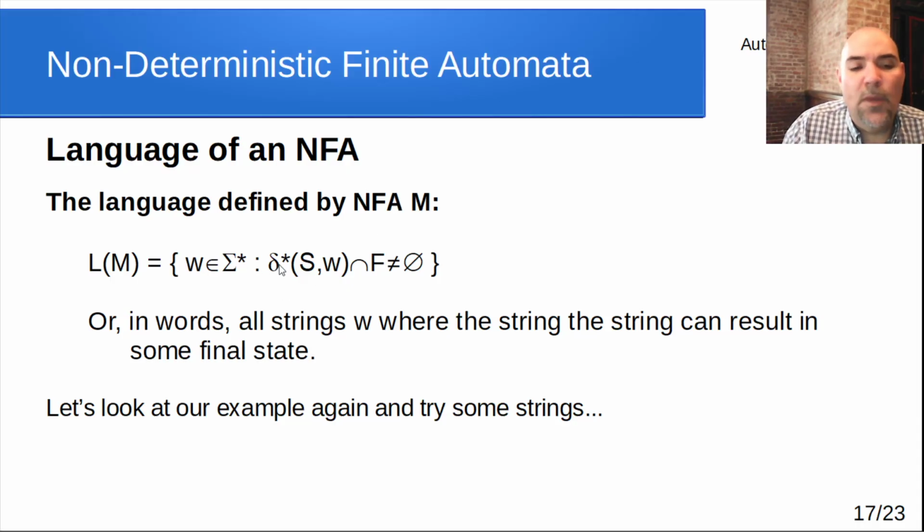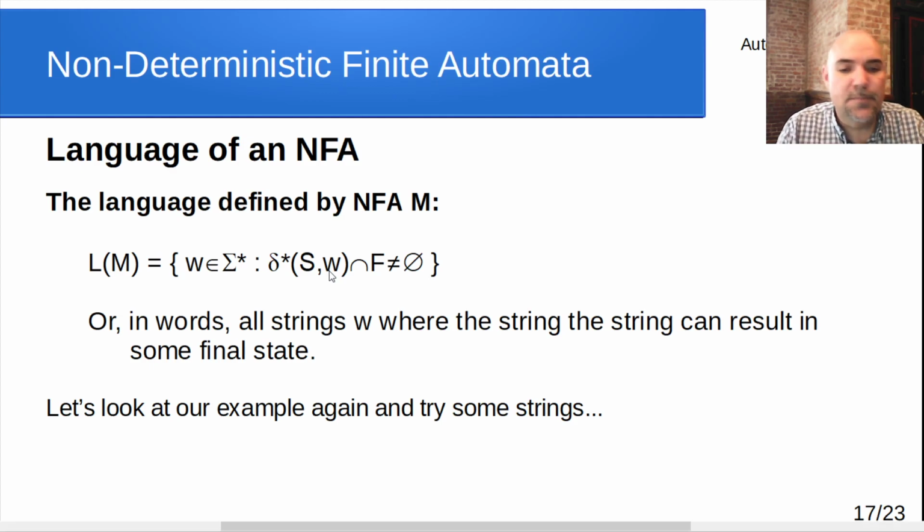So we apply the extended transition function. We start with start state S and consume string W. If we take the intersection of that and F, it's not 0, or not the empty set. So in other words, there exists some state in the set that was produced that was a final state. So that string is considered in the language if there exists some state we could get to by processing that string that was a final state. So in words, all strings W where the string, when processed, can result in some final state.